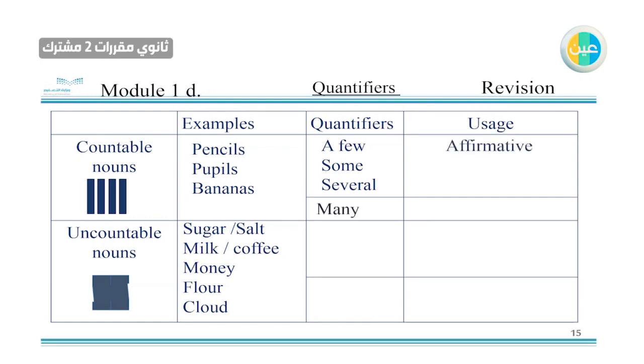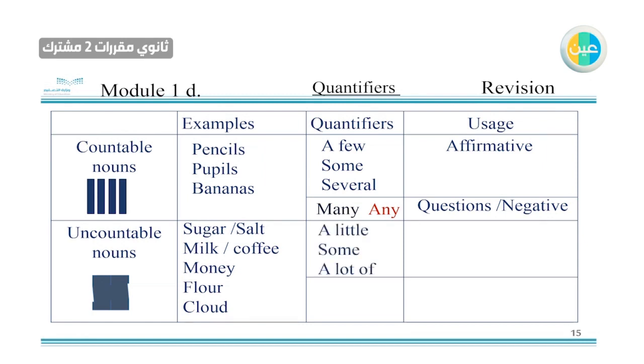Now, if I want to negate, I don't have many pencils. If I want to make a question, I say, do you have any pencils? So when you're asking a question, you use any. If you want to use the negative, you're going to say many. And you can also use any. But I just made that in a table so it's easier for you. Why do we use many here? Because it's countable. Now let's look at the second table.